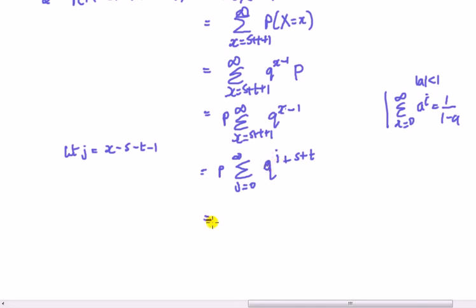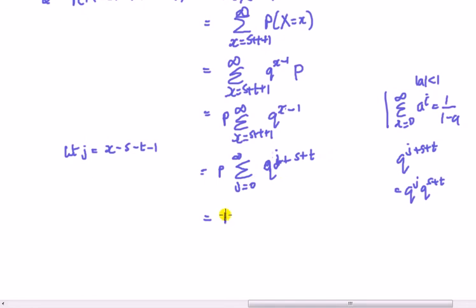And what can we do now? We obviously cannot get a numerical answer because we don't know what p and q are. So where do we stop? We can see that this is q to the power of j plus s plus t, which we can rewrite, let's do it on the side. This is the same as saying q to the j times q to the s times q to the t, or s plus t, using the rules of powers or exponents of these numbers.